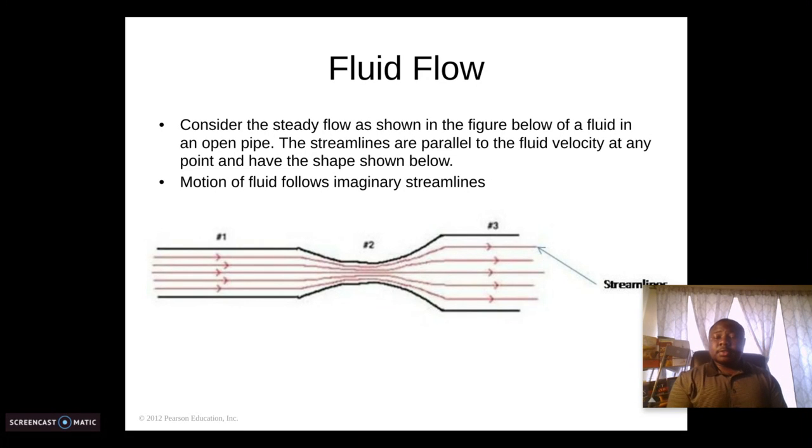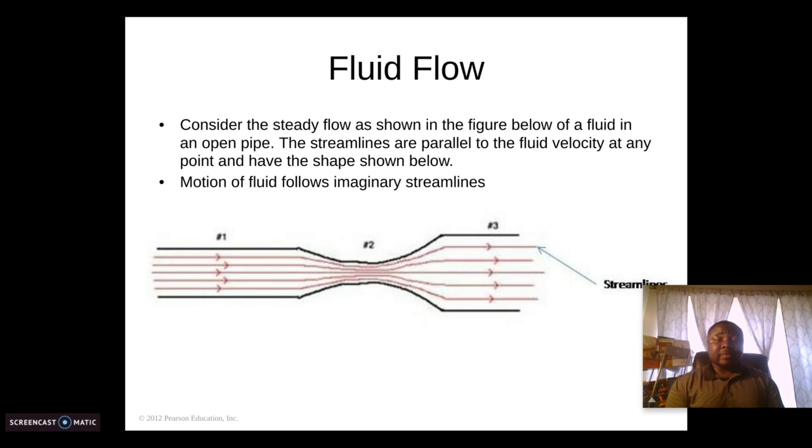Okay, we're going to look at fluid flow, and this is the last concept we're going to talk about in this chapter on fluid mechanics. So I just want you to pay a little bit of attention, because we're going to wrap up fluid mechanics in this video.